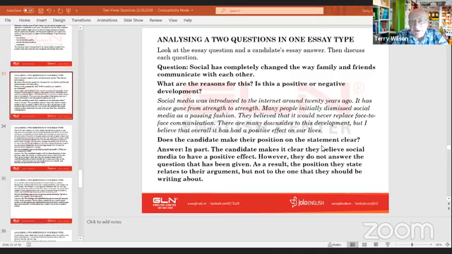So the writer has said that in the many downsides to this development, but I believe that overall it has had a positive effect on our lives. Well, that is not the question. The question is, what is the effect on family and friends communicating with each other? So straight away, this student has got a problem. In other words, the question's not been directly answered.